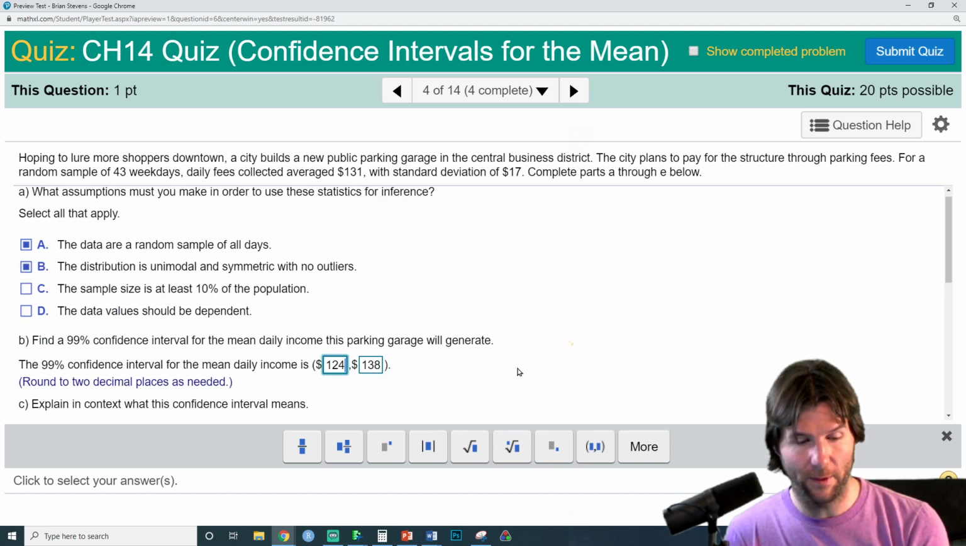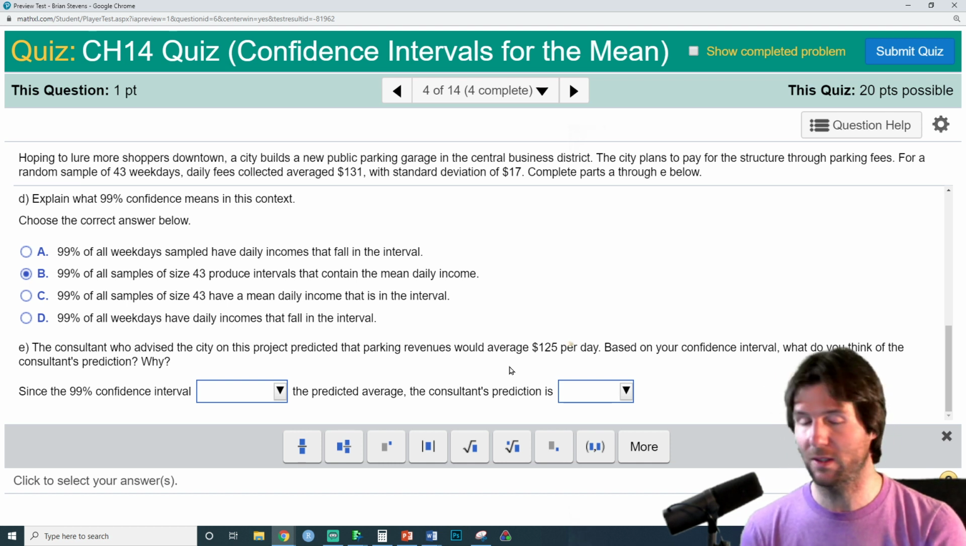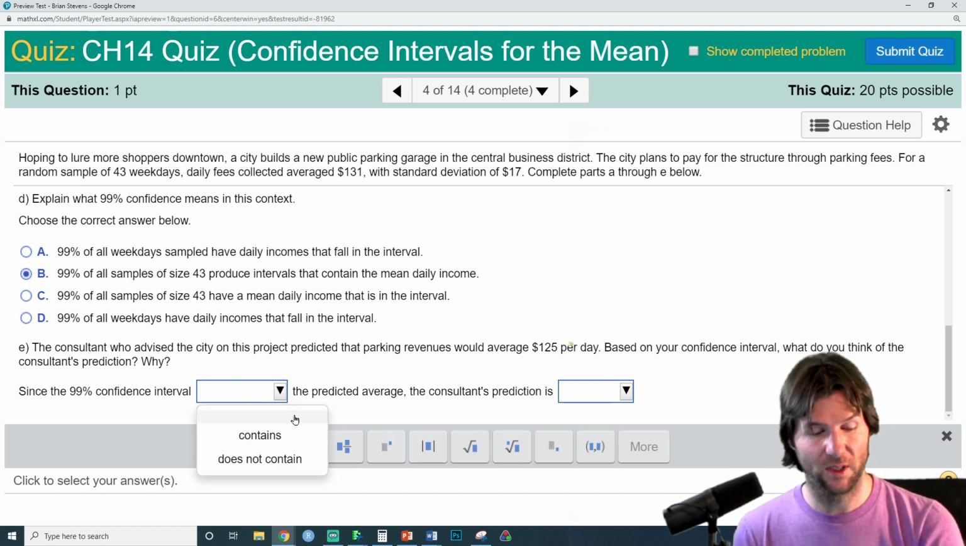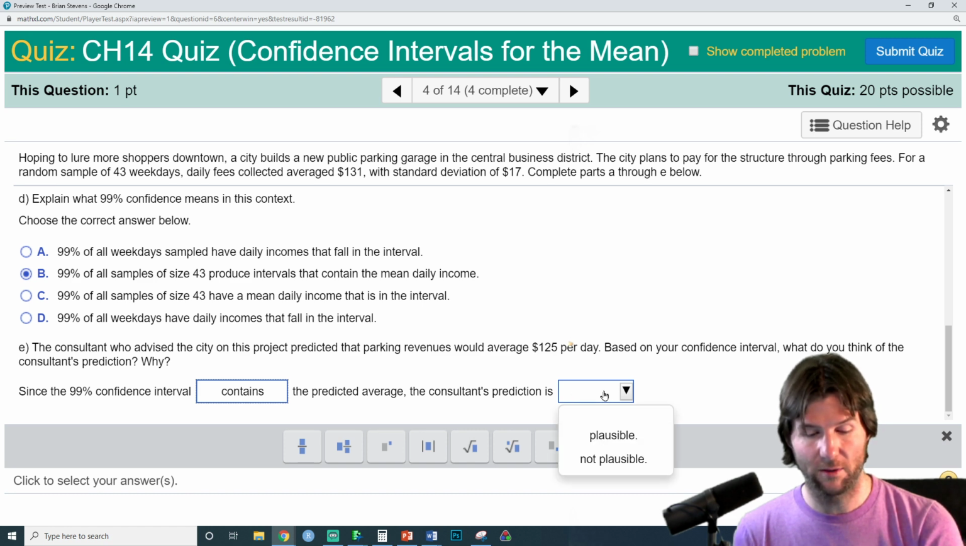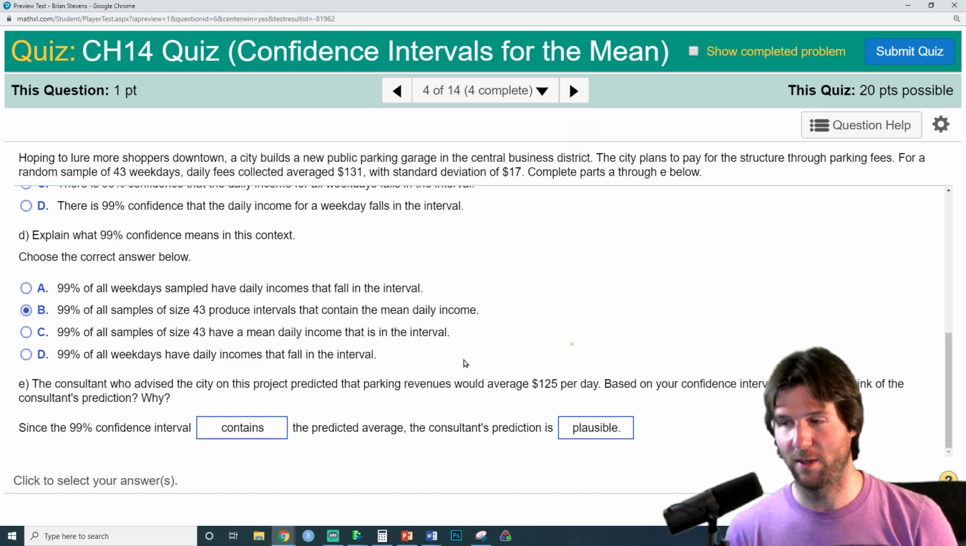Do we think that that's a value? Oh, look. 125 is in the interval, as long as I did everything correctly. So since the 99% confidence interval contains it, the consultant's predicted average is plausible. Woo! Got it right. Awesome stuff right there.